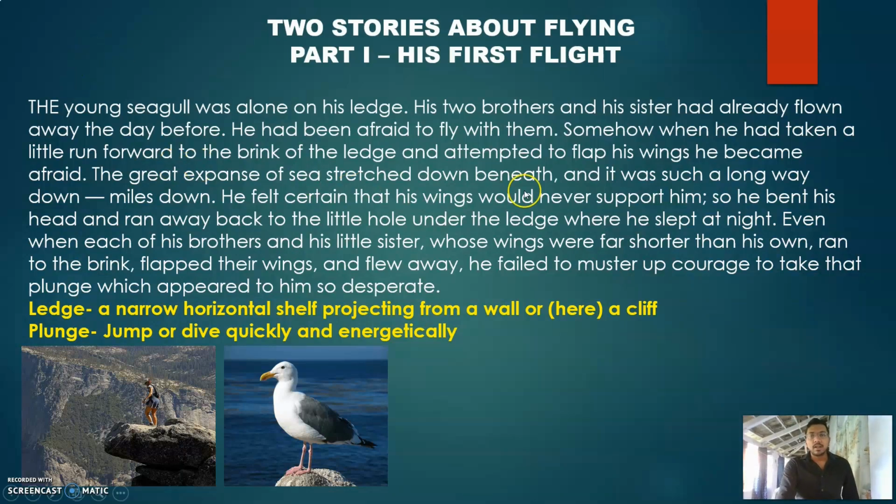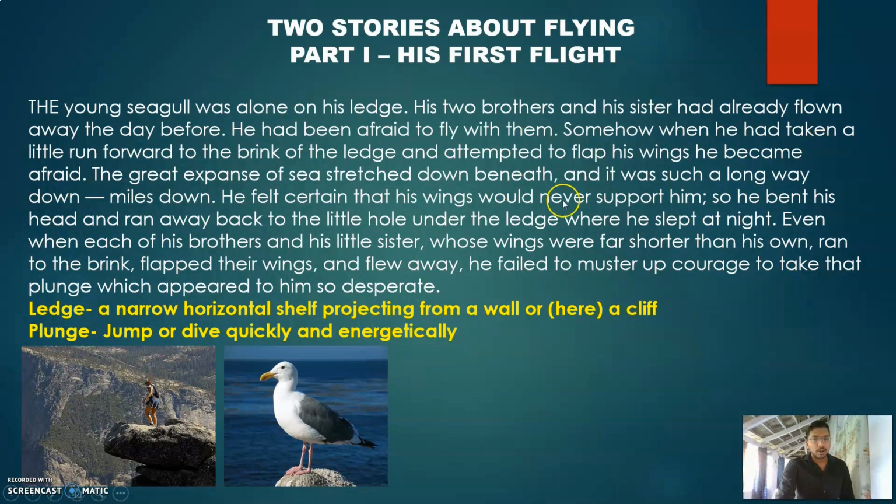He was certain that his wings would not support him, so he bent his head and ran away back to his little hole under the ledge where he slept at night. So he turned around and went back to the small hole on the mountain where he used to sleep. Even when each of his brothers and his little sister, whose wings were far shorter than his own, ran to the brink, flapped their wings, and flew away, he failed to muster up courage to take that plunge.